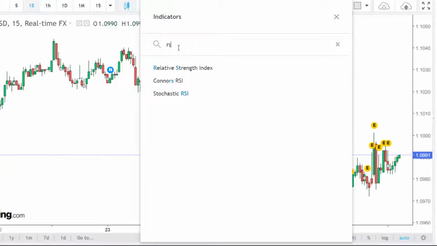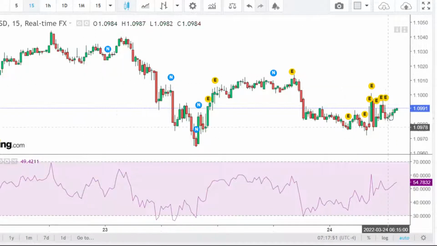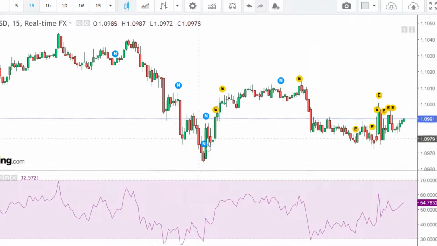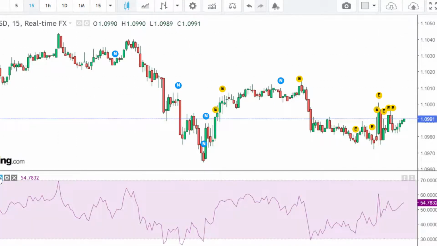Relative Strength Index, RSI. The Relative Strength Index, RSI, developed by J. Wells Wilder, is a momentum oscillator that measures the speed and change of price movements. The RSI oscillates between 0 and 100. Traditionally, the RSI is considered overbought when above 70 and oversold when below 30.